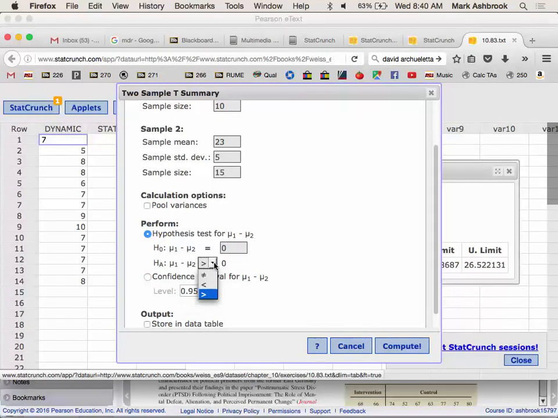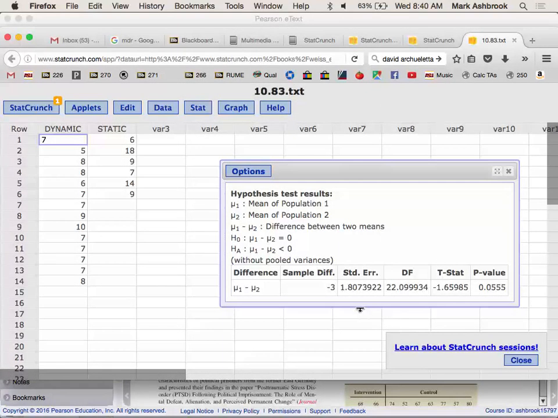What will my alternative hypothesis be for a left-tailed test? Not equal, less than, or greater than? Less than. The difference between mu1 and mu2 is going to be negative if mu1 is less than mu2. That's our left-tailed test. Okay, here are the numbers.